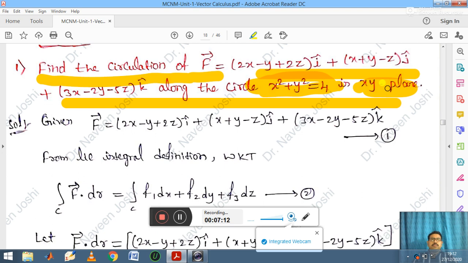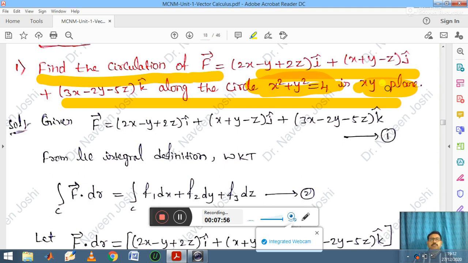F dot dr means to integrate we need a single variable. So with the help of the equation of the circle we are converting the variables x and y in terms of a single variable theta. That is the concept here. Because the circle is in the xy plane, the z value is 0. So in the given vector point function you make z and dz 0. Then the remaining variables are x and y. With the help of the parametric equations of the circle, you convert x and y in terms of theta. Then you go for integration.